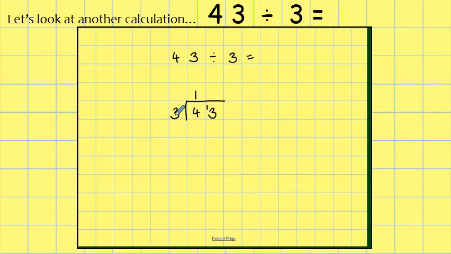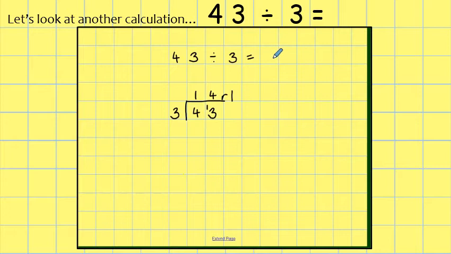We've got 1, 3 is 3. 2, 3 is 6. 3, 3 is 9. 4, 3 is 12. 4 lots of 3 are 12. 5 lots of 3 are 15. So I know that 3 goes into 13 4 times, and I know that 3 4 times is 12. So that means my remainder is, yep, you got it. I heard someone shout it out. There's 1 left over. 43 divided by 3 is 14, remainder 1.